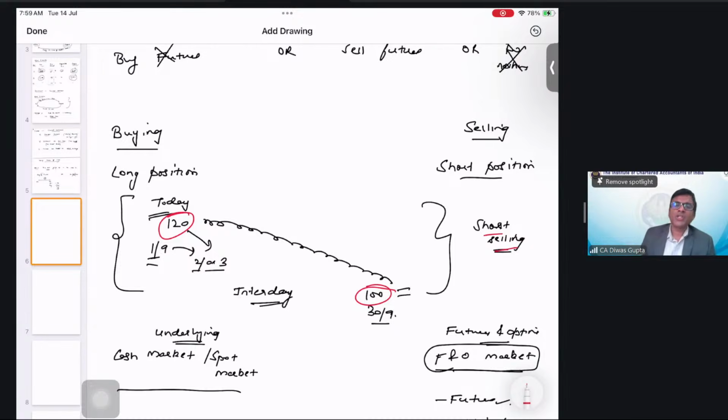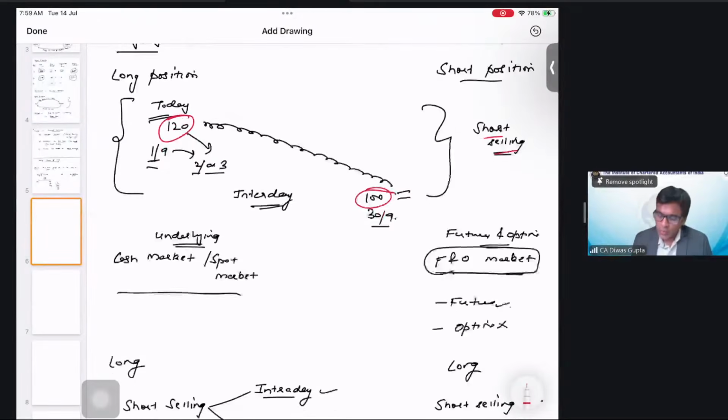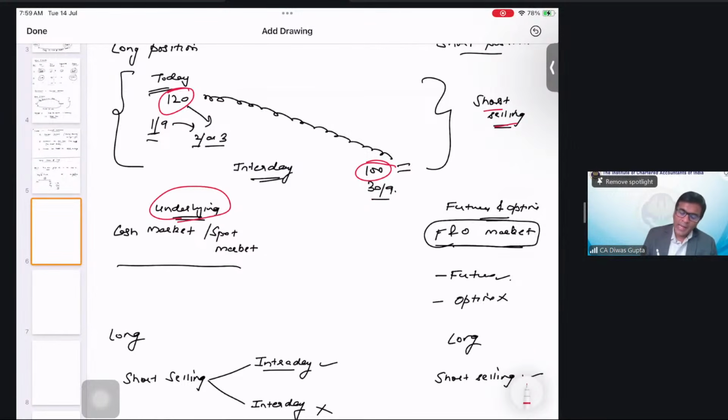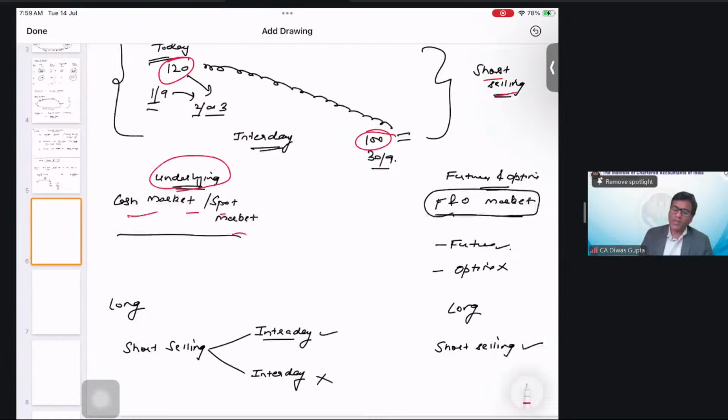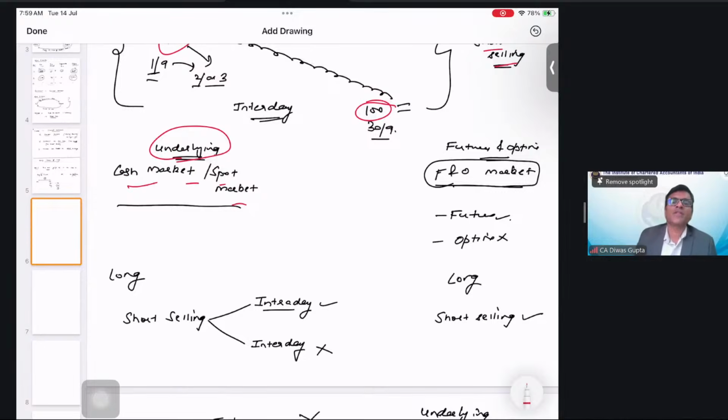This process is called short selling. Short selling means I'm selling something that I don't have. So, is this short selling allowed in the underlying market, which is the cash market or spot market? The answer is no, because you cannot sell what you don't have. In the spot market or in the cash market, you will have to give delivery of the share which you don't have.